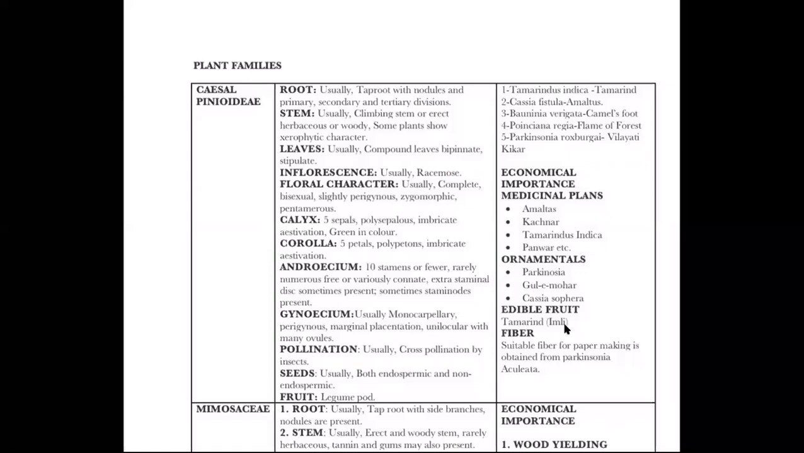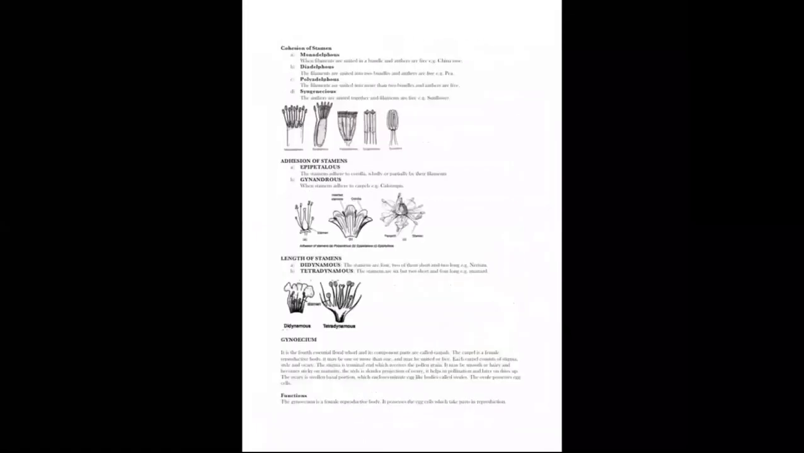Floral character usually complete. मतलब चारों whorls present हैं. Bisexual, that means male and female दोनों हैं. Slightly perigynous. Perigynous remember हमने ऑवरी में कहा था hypogynous, perigynous, epigynous. Slightly perigynous. Zygomorphic symmetry होगी. Actinomorphic और zygomorphic होता था. Zygomorphic. Pentamerous. Pentamerous याद है हमने वो क्या था? I'll show it to you. Look at this.